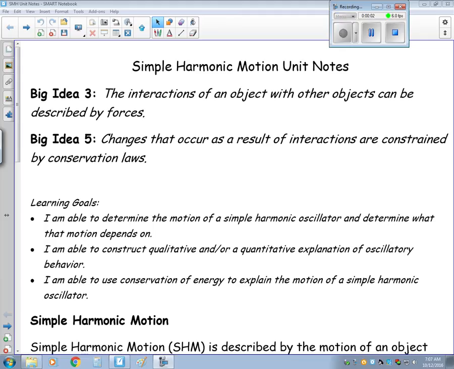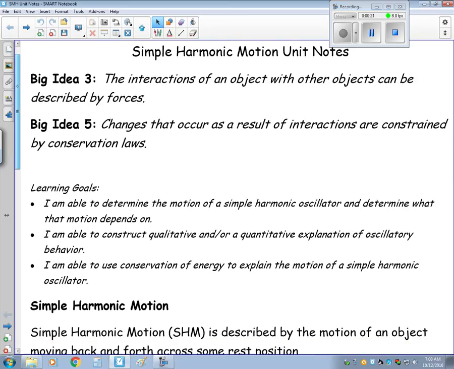Alright, this is video 1 for the simple harmonic motion unit. For this unit, we're going to use big ideas 3 and 5. For number 3, the interaction of an object with other objects can be described by forces. And number 5, changes that occur as a result of interactions are constrained by conservation laws.